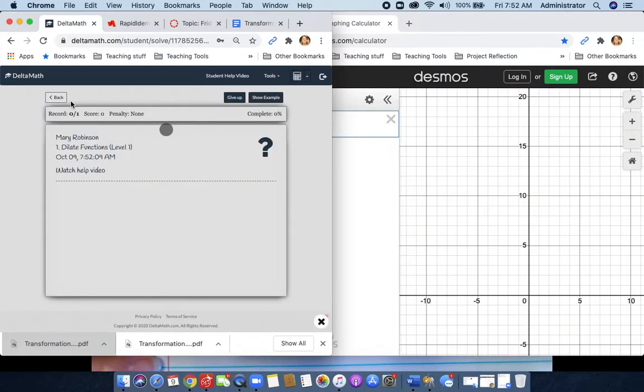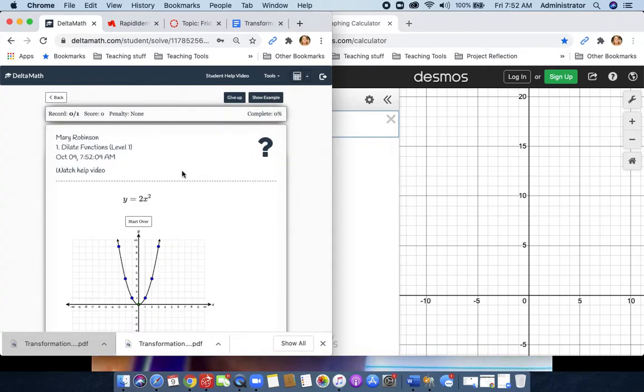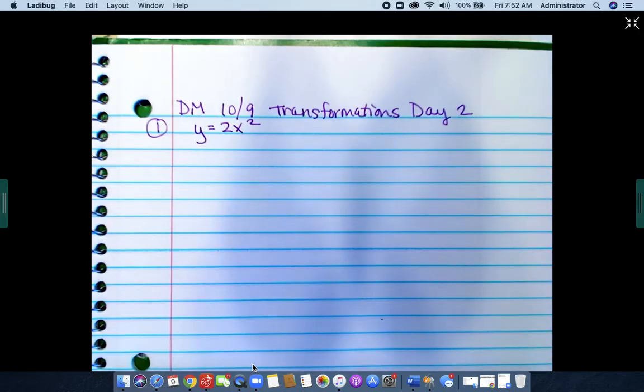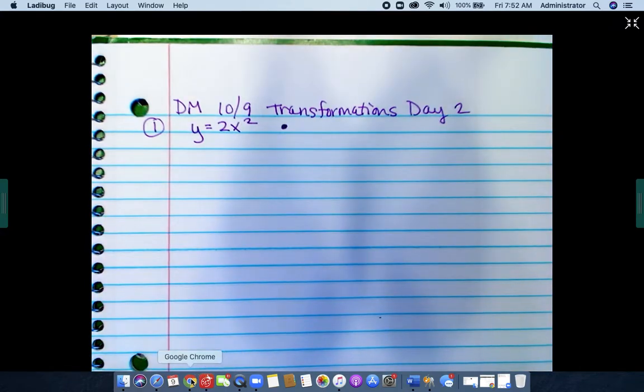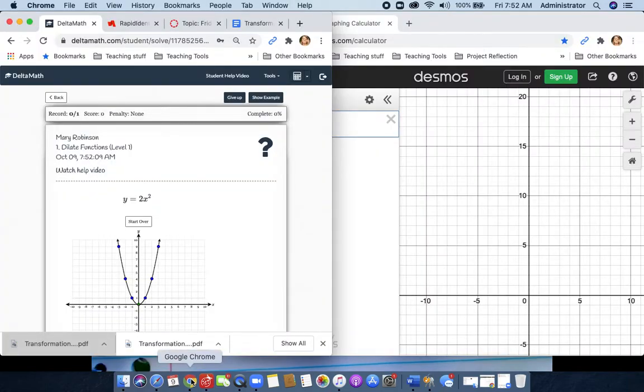So number 1, I'm going to write this down. Oh, look at that. We already did it. Y equals 2x squared. So I'm writing that down, and I want you to tell me what your transformation is. Well, since we already did it, you can look at your notes, right? But let's talk about what this does.